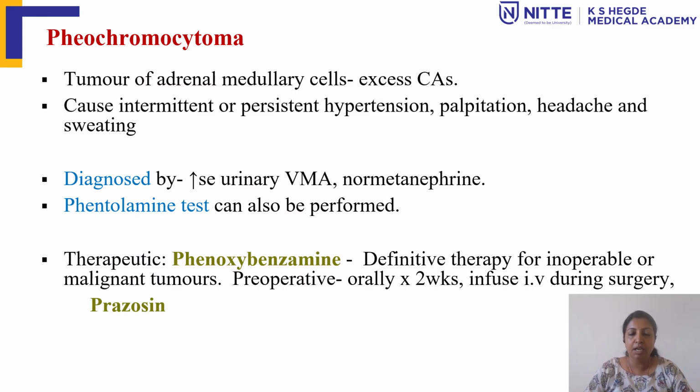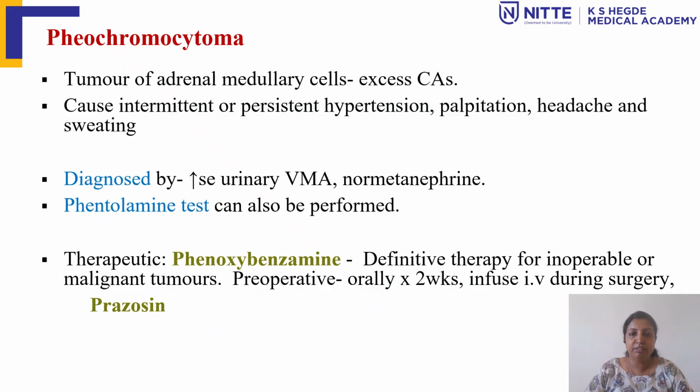A phentolamine test can also be performed as a diagnostic test, where you inject phentolamine 5 mg IV in a recumbent patient, and a fall in BP of more than 35 millimeters of mercury systolic pressure and 25 millimeters of mercury diastolic pressure indicates pheochromocytoma. Usually, surgical removal of the tumor is the first-line approach. If the tumors are inoperable or malignant, you can give phenoxybenzamine as a definitive therapy.